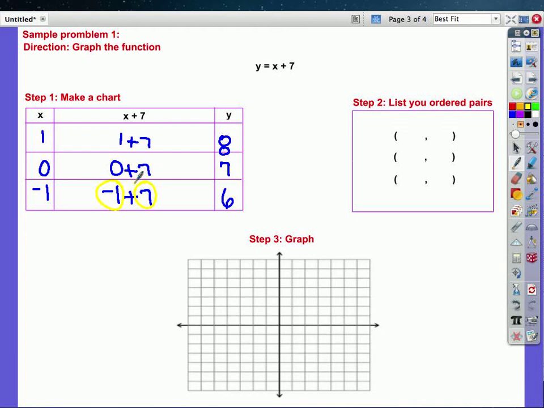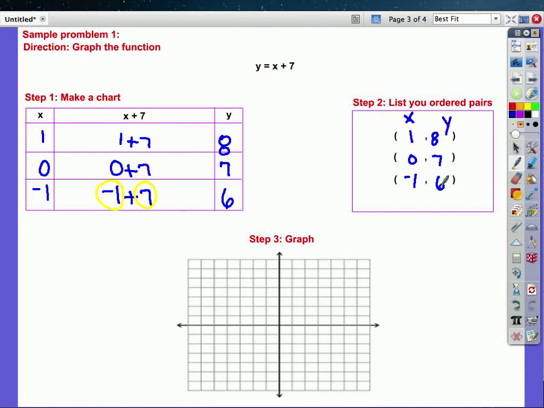Now we're going to come over, and we are going to list our ordered pairs. When you list your ordered pairs, you put your x first and your y second. So our first ordered pair is 1, 8. Our second ordered pair is 0, 7. And our third ordered pair is negative 1, 6. And this came from our chart in step 1. Look under your column for x and your column for y to come up with those ordered pairs.